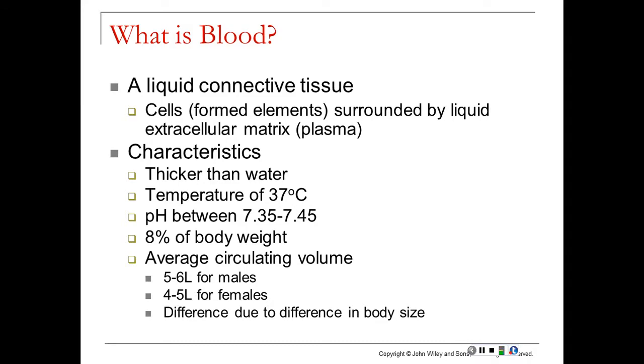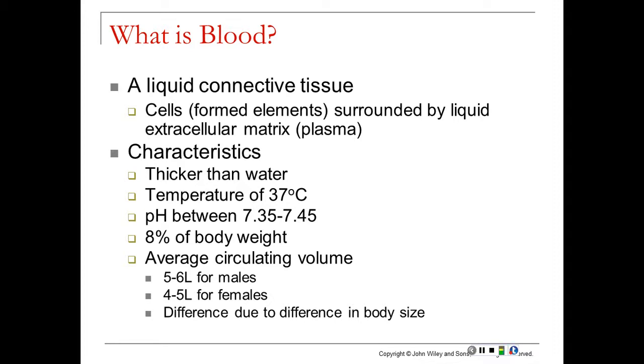If you recall back from chapter 3, blood is actually a connective tissue. It's a liquid connective tissue. The formed elements are the other name for cells that are within the blood. And there's different types of cells that we'll talk about. Of course, you know this. There's lots of plasma within your blood. That's the liquid matrix that surrounds our formed elements.